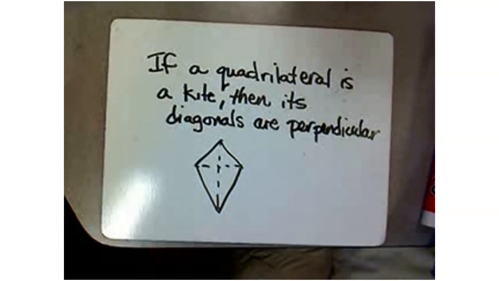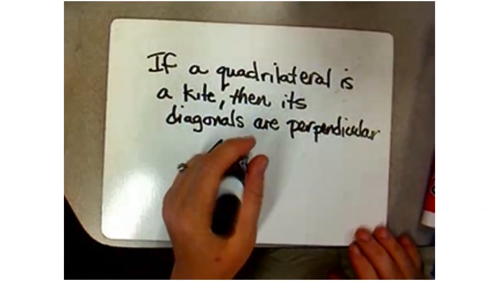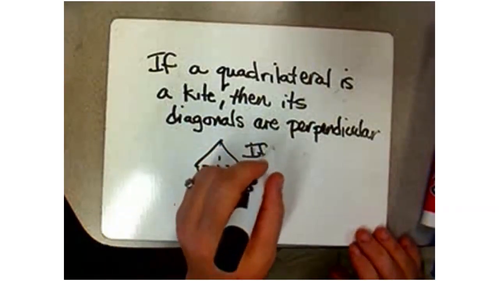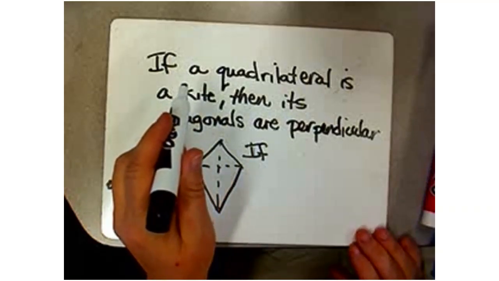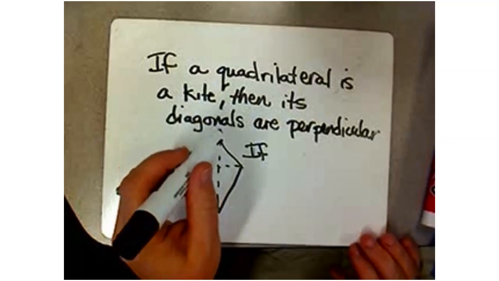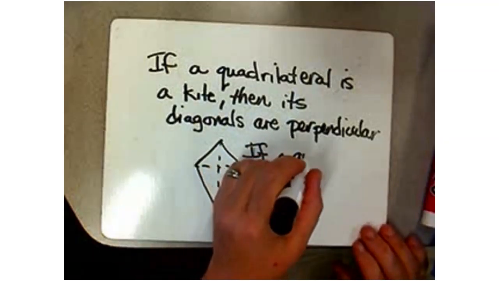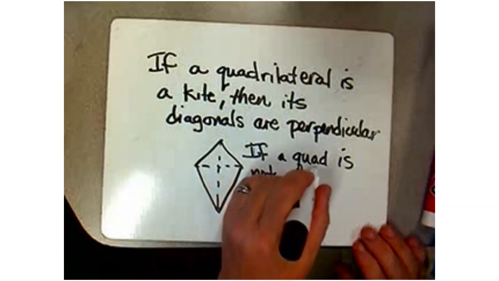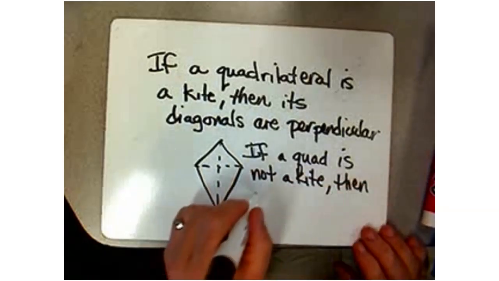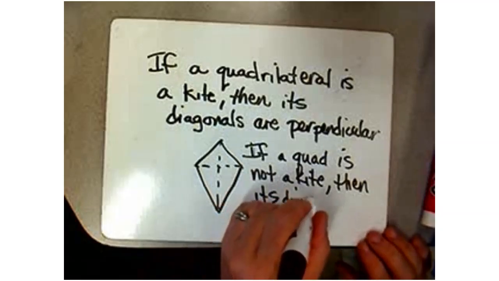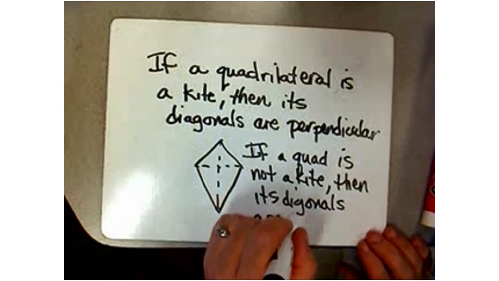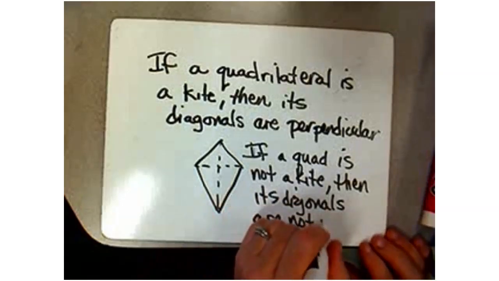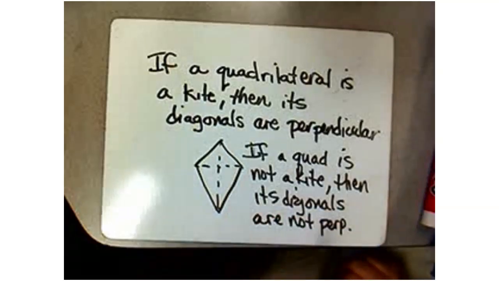So let's do the inverse of that statement. If a quadrilateral is a kite, then its diagonals are perpendicular. What would the inverse look like? If a quadrilateral is not a kite, then its diagonals are not perpendicular. All right, that's a good one.